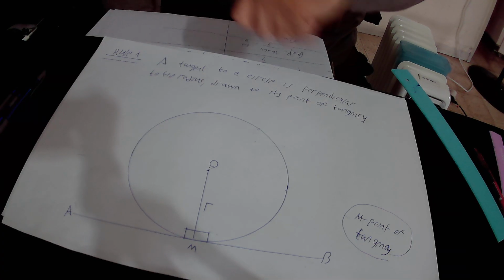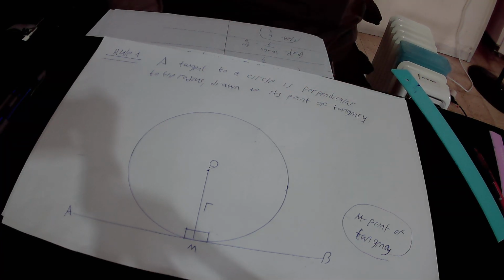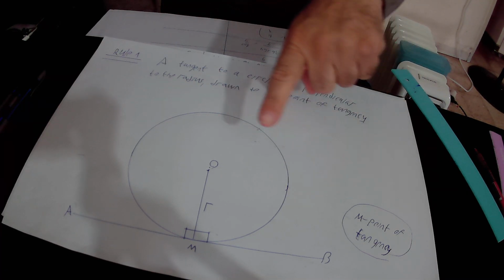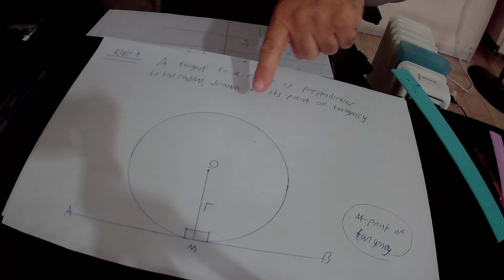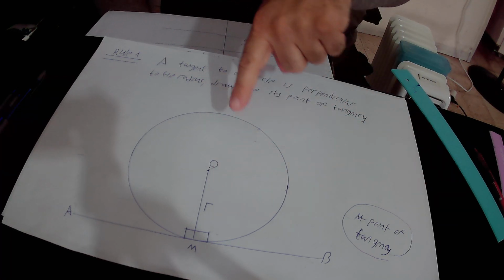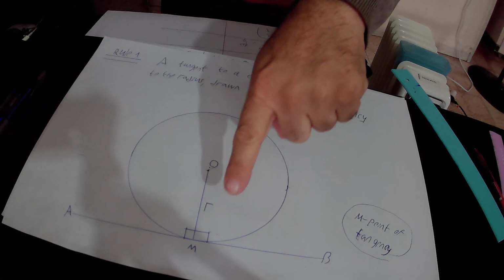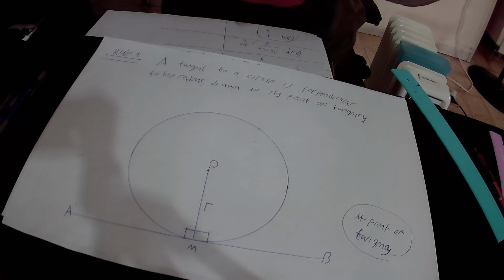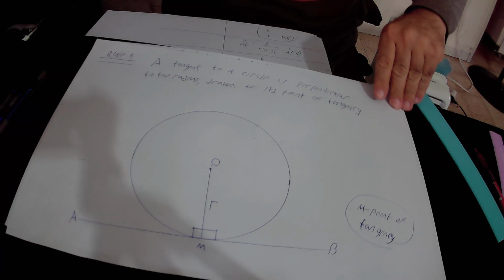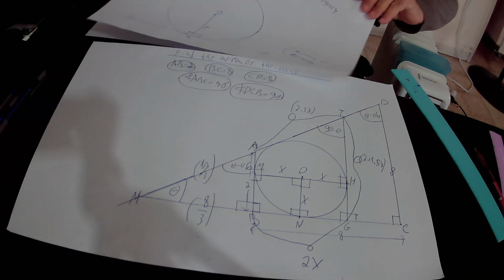And whenever you have a radius that is drawn to the point of tangency, then tangent AB will be perpendicular to the radius MO. So if AB is perpendicular to MO, it means that this angle equals 90 degrees, and this angle equals 90 degrees according to rule number 1. We can implement rule number 1 in our drawing.